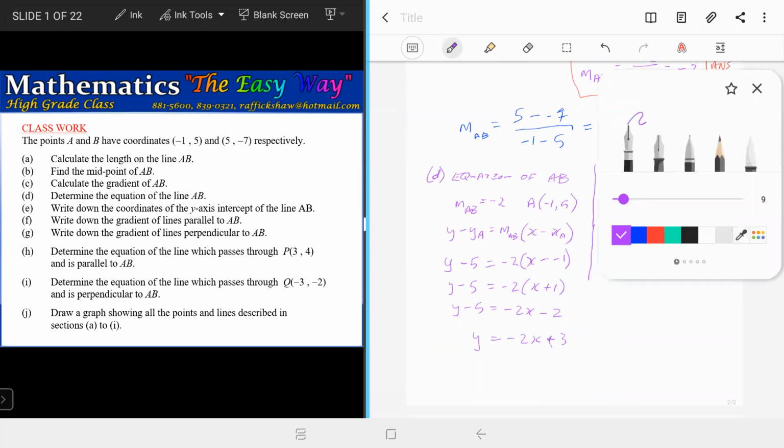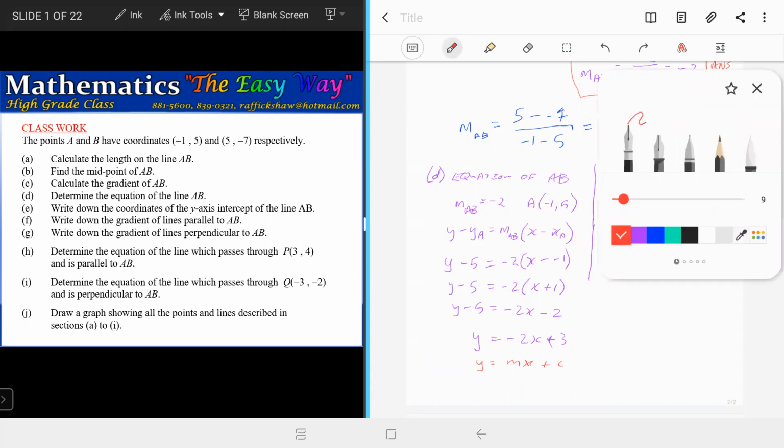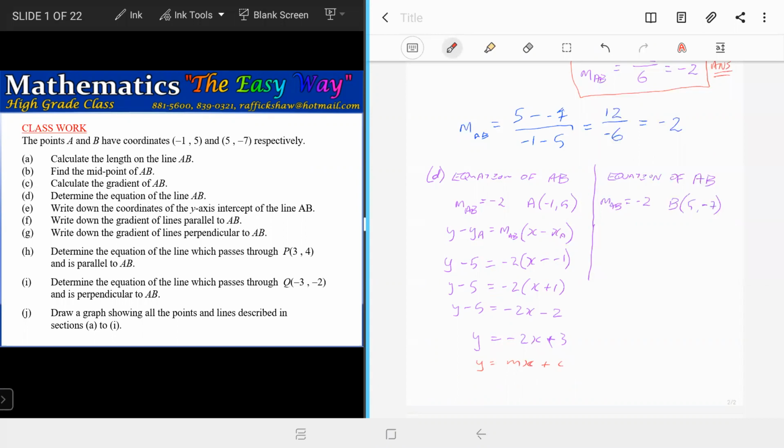So you see, this is now in the form y equals mx plus c. The c value is 3, which is your y-axis intercept. So even though we started with this, we still got it down to the form y equals mx plus c. Some persons who did the work actually use the y equals mx plus c formula to calculate the c value, but I'm not going to get into that because I don't teach it that way. But it's still correct. Once you get it correct, that's fine.